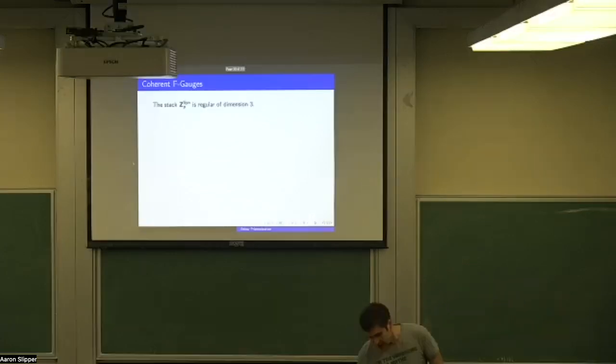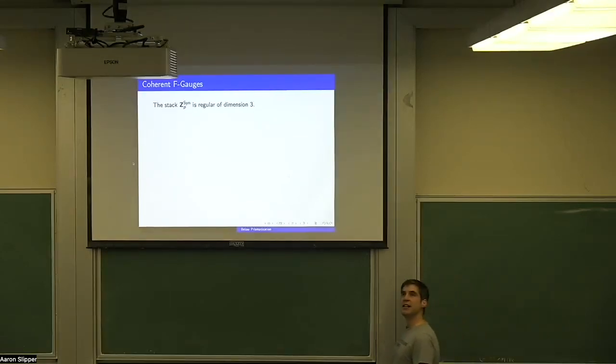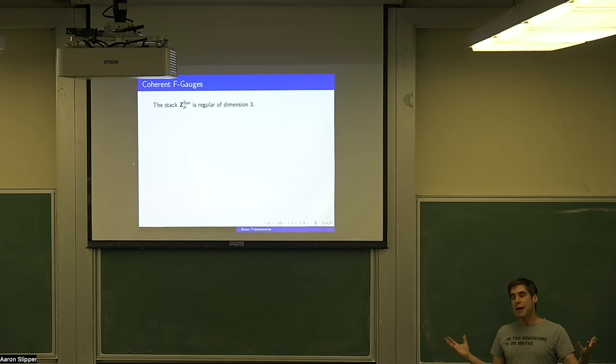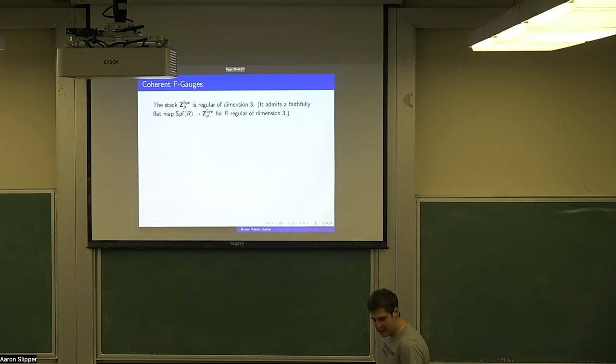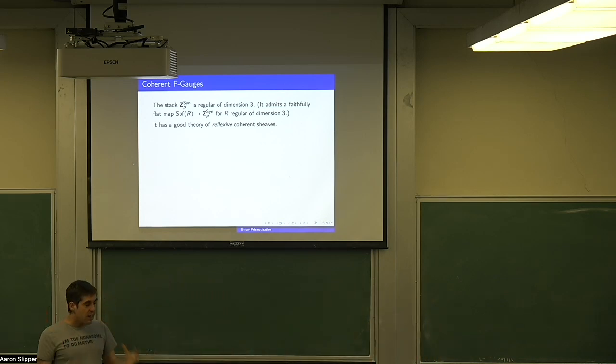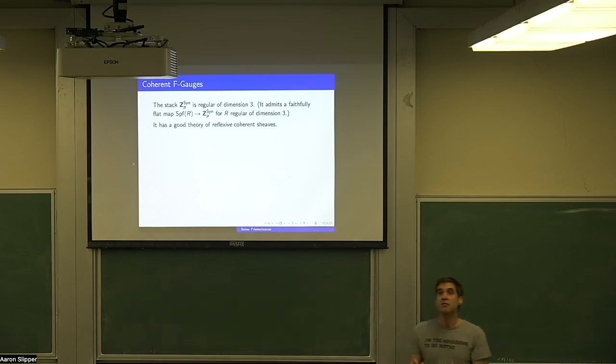Let me say a little bit about that. So this stack, Z_p syn, I'm not going to give the definition of it in this talk, but let me just tell you a few things about it. So it really feels like a three-dimensional object. It feels like something which specifically is regular of dimension 3. And more precisely, it's not a variety, it's a stack. But what that means is that there's a faithfully flat map from the formal spectrum of a ring, which is actually regular of dimension 3. And that number 3 cannot be made any smaller. So if you were on a scheme which was regular of dimension 3, you would have a good theory of reflexive coherent sheaves, meaning coherent sheaves that are the same as their double duals. So this implies in particular that the coherent sheaf is a vector bundle away from codimension 3.